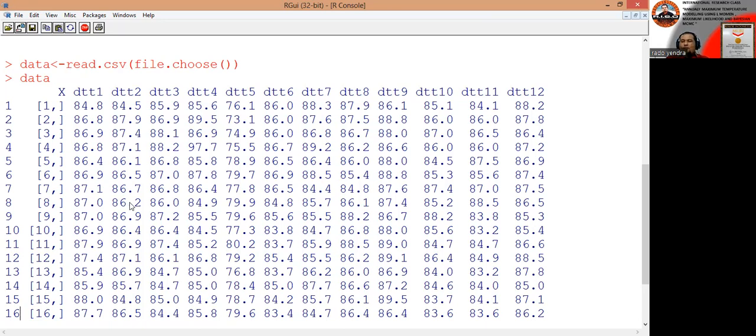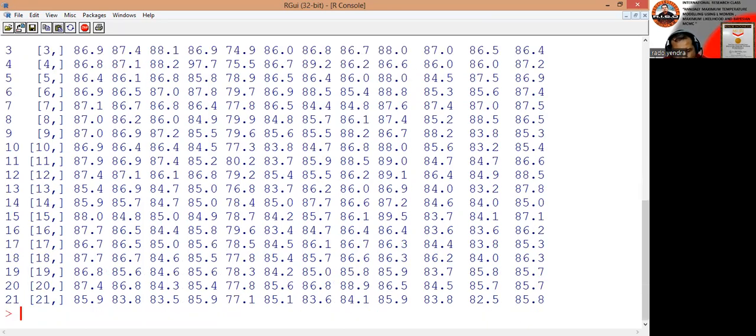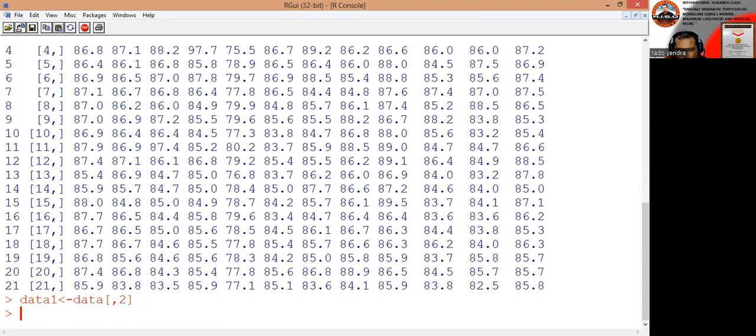Okay, for our case study, we only try to solve the problem using one station. Okay, we can use station 1. The station 1, we call the data 1. Data 1 means the data, but we take only the column 2 or the second column. Okay, we can type data 1. This is our data.